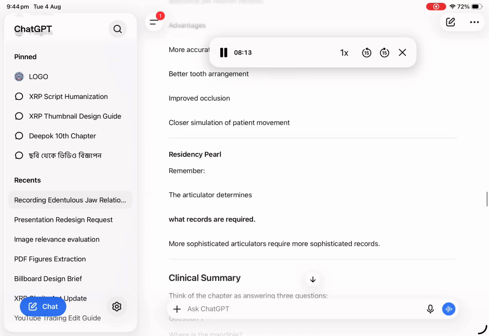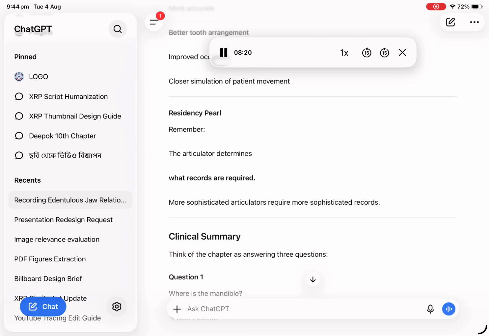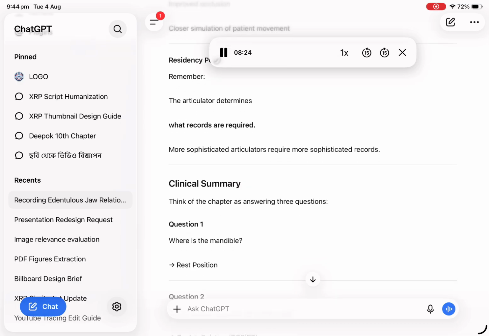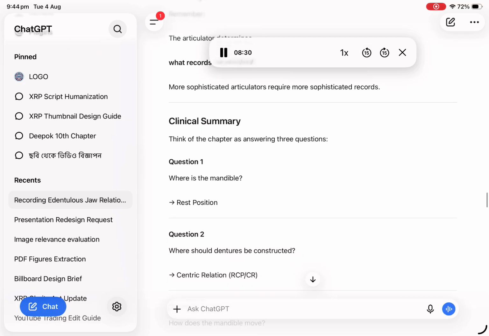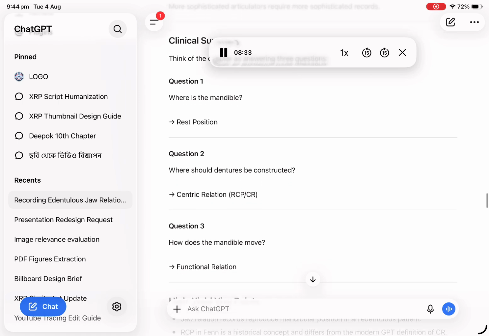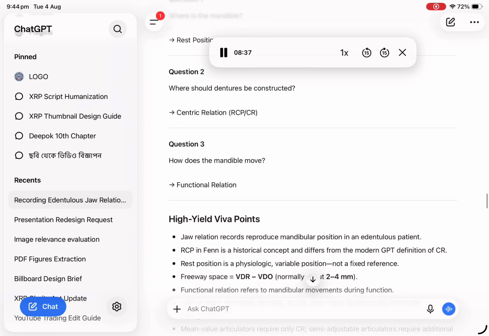Residency pearl. Remember, the articulator determines what records are required. More sophisticated articulators require more sophisticated records. Clinical summary. Think of the chapter as answering 3 questions. Question 1. Where is the mandible? Rest position. Question 2. Where should dentures be constructed? Centric relation, RCPR. Question 3. How does the mandible move? Functional relation.